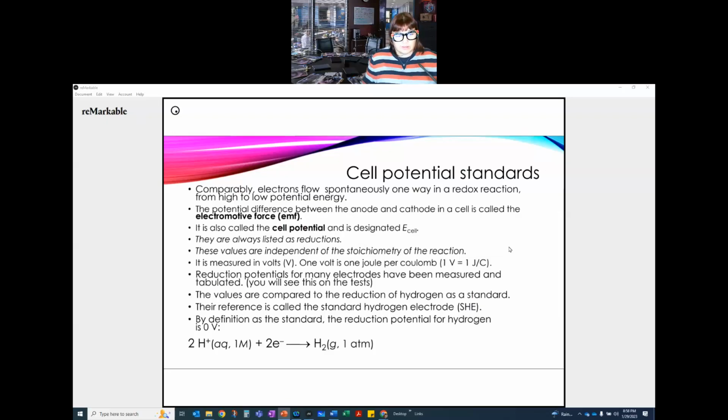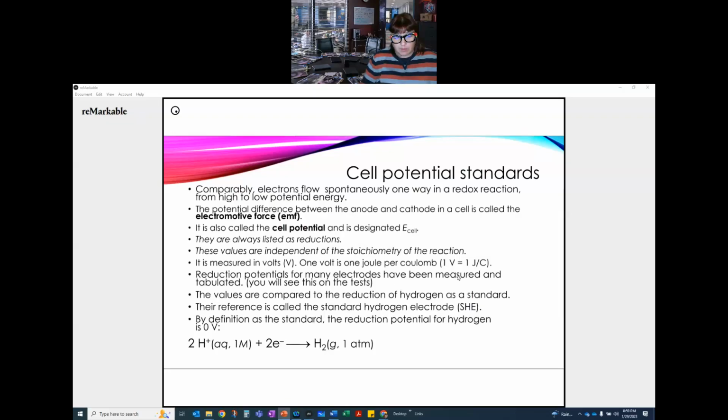They're always listed as reductions. These values are independent of the stoichiometry. So unlike what we did with chemical equilibrium, if we multiply this reaction, those values are not going to change. That is not true when we talk about chemical equilibrium or any of the material we're going to cover for exam 3, which is very dependent on the stoichiometry that we've written. Our cell potentials are measured in volts. One volt is a joule per coulomb.